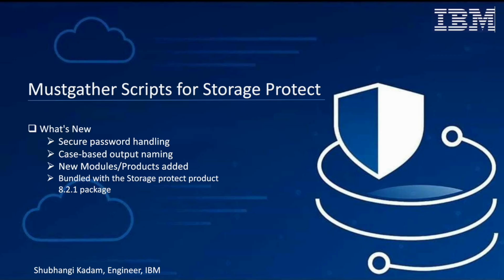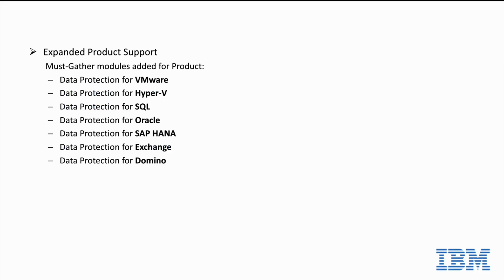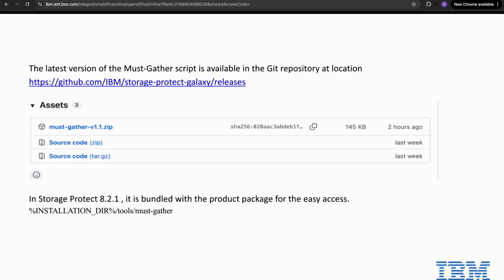In Storage Protect 8.2.1, MustGather scripts are now bundled with the product package for easy access. And the most important one is that in this new version we expanded the MustGather support to multiple client products like Data Protection for VMware, Data Protection for Hyper-V, Data Protection for SQL, Oracle, SAP HANA, Exchange and Domino.